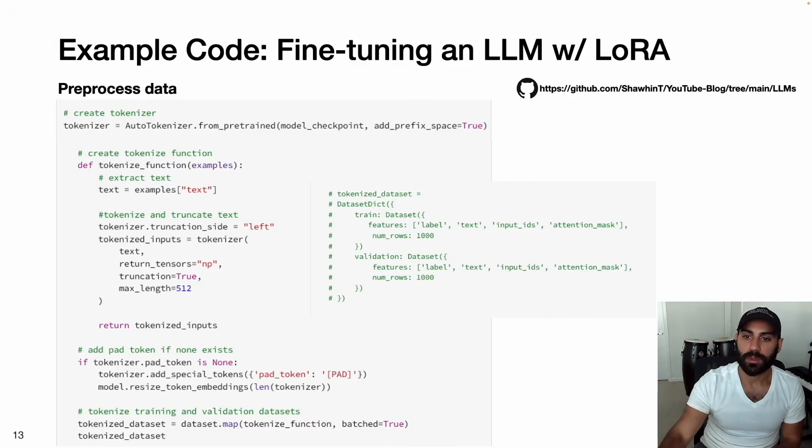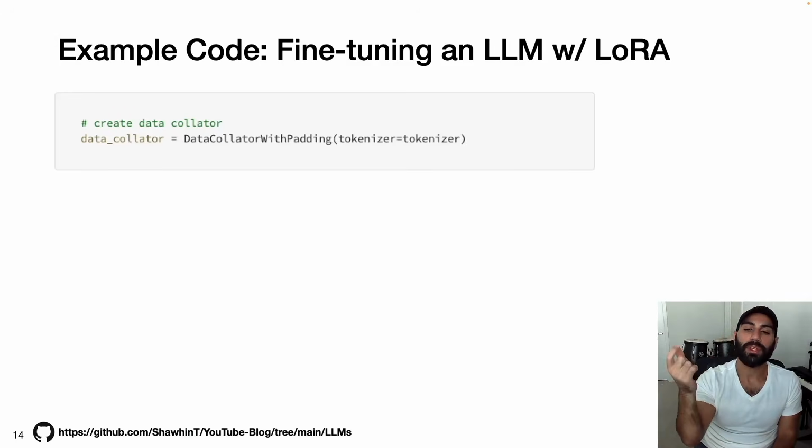To see what the output looks like, we have another dataset dictionary. We have the training and validation data sets, but now you see we have these additional features. We don't only have the text and the label, but we also have input IDs, and we also have this attention mask. One other thing we can do at this point is to create a data collator.